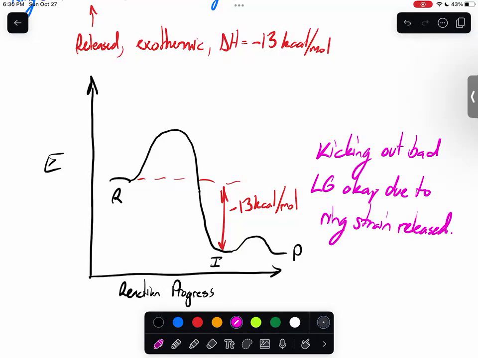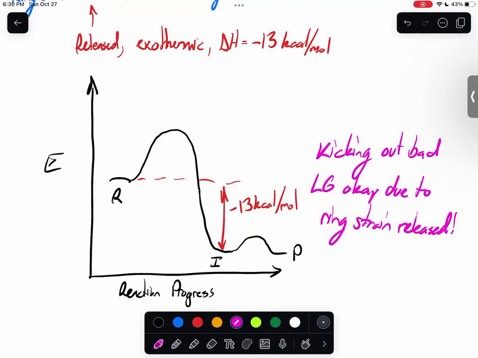And the thing is, you need to be mindful of the fact that a lot of this ring strain release does not apply to other rings. If you look at something like a five-membered ring, that has 5 kilocalories per mole of ring strain, but it doesn't crack open like this because there's not enough strain for it to want to. All right. This is very specific to epoxides.